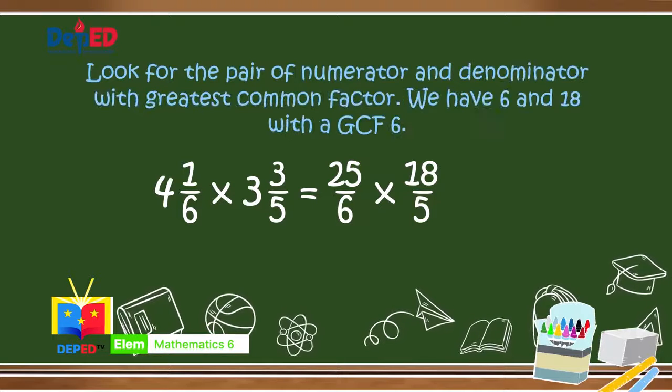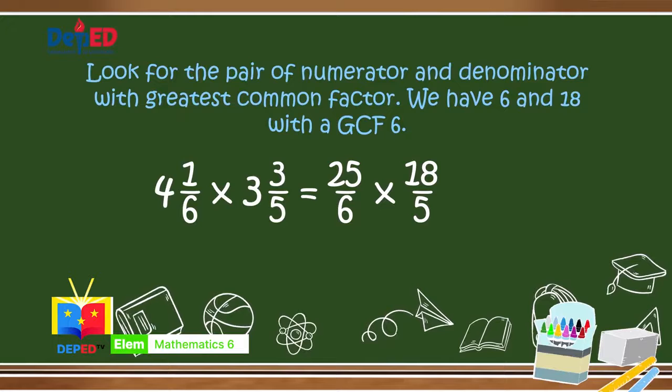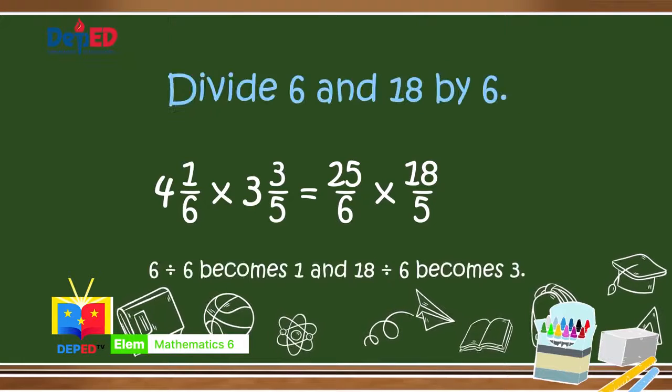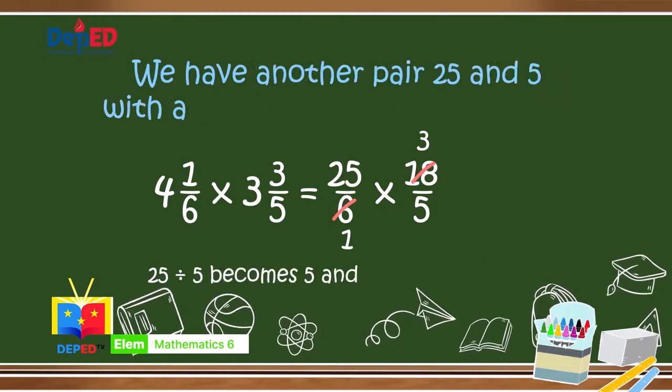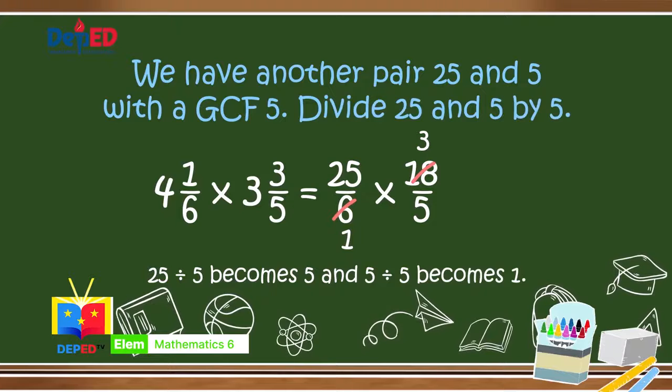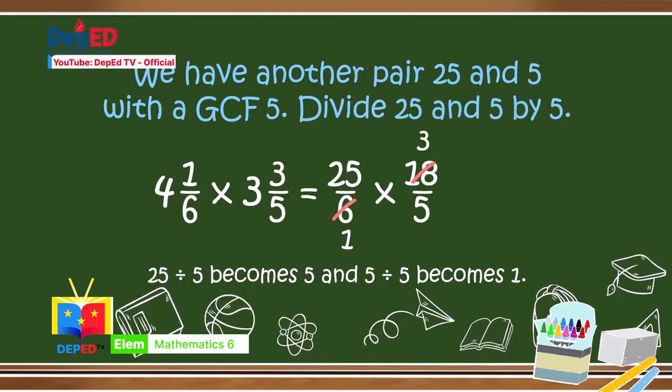Look for the pair of numerator and denominator with greatest common factor. We have 6 and 18 with a GCF 6. Divide 6 and 18 by 6. 6 divided by 6 becomes 1. 18 divided by 6 becomes 3. We have another pair, 25 and 5, with a GCF 5. Divide 25 and 5 by 5. 25 divided by 5 becomes 5. 5 divided by 5 becomes 1.